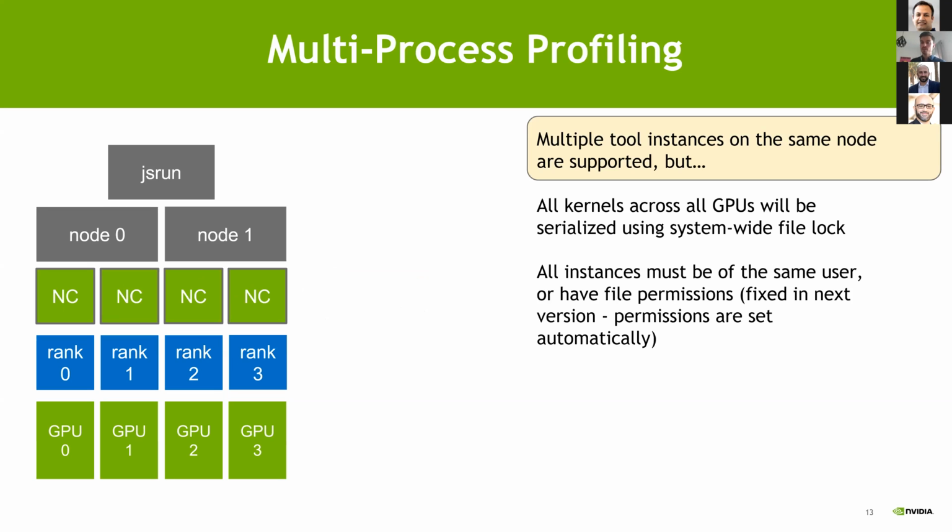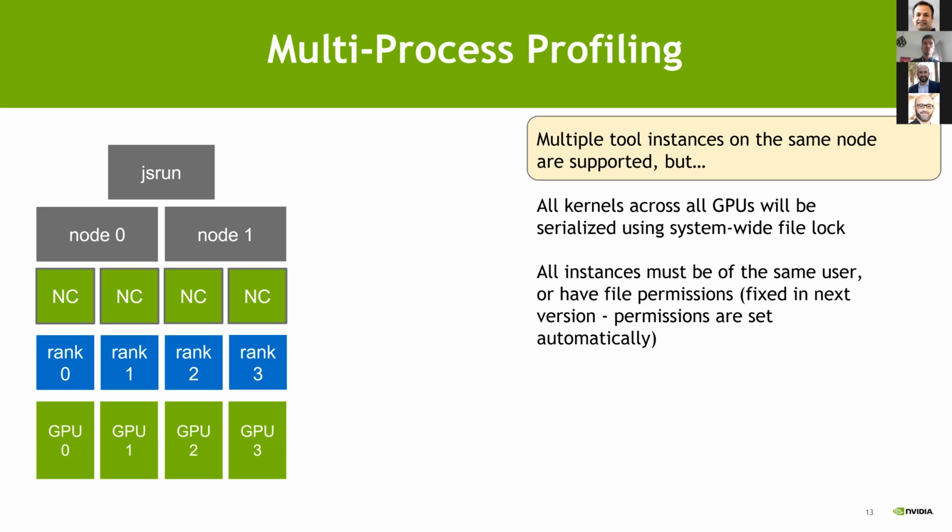Multiple tool instances on the same node are supported, but there are a few caveats to that. So assume that you have a multi-node job where two ranks would run on the same node, right? In that case, as with all concurrent profiling of different Nsight Compute instances on a single system, all kernels across all GPUs will be serialized using a system-wide file lock.